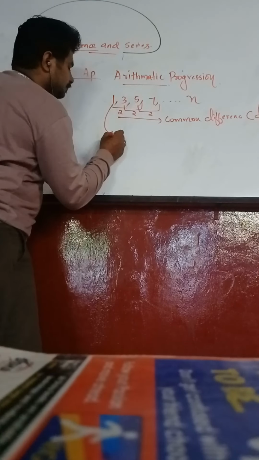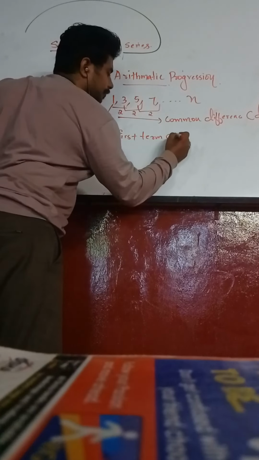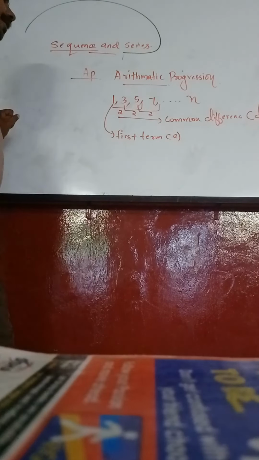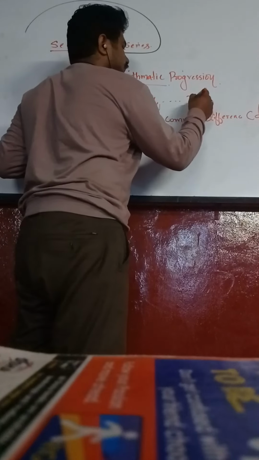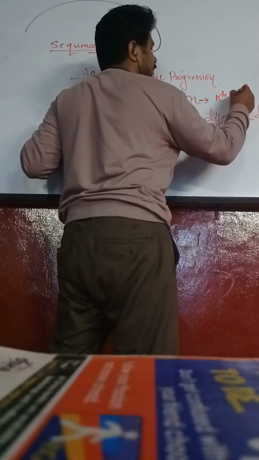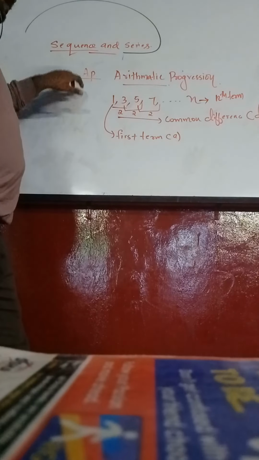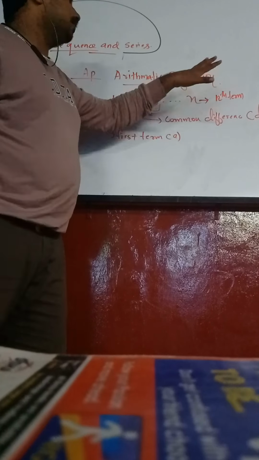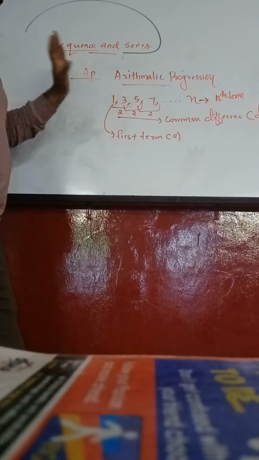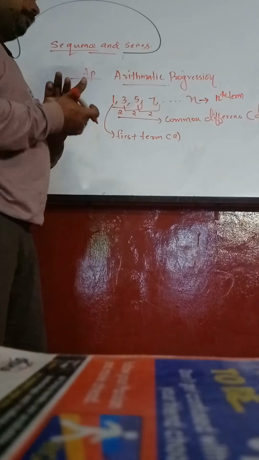Then the first term is denoted by the small letter a, and the last term is called the nth term of the given sequence. Okay. So these are the basic things that we need to know about arithmetic progression.